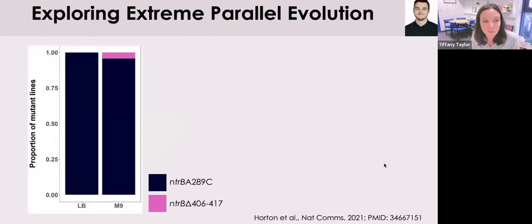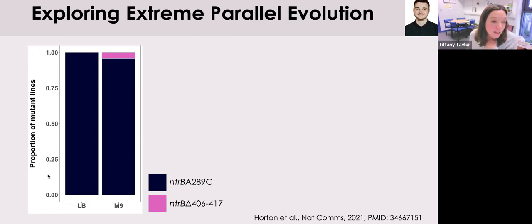phenotype. This is work that was led by James Horton, which makes up the bulk of his PhD, but he's still with me as a postdoc now. If you're interested in the meat of this project, it's published here. I'm going to show you lots of graphs like this, so I'm just going to take a minute to explain it.